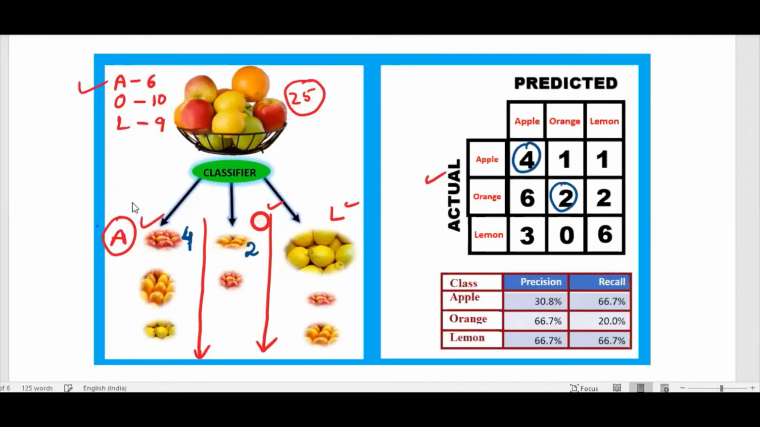4, 2, and 6. 6 lemons, okay. So these are classified correctly. However, these are not apples we know, but according to the classifier, these are also apples, okay. What are the mistakes here?